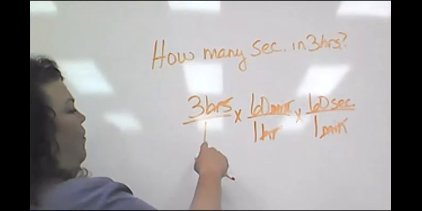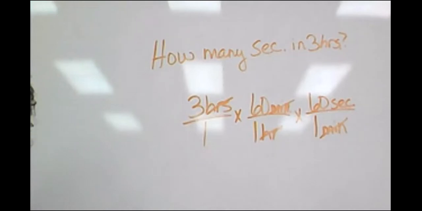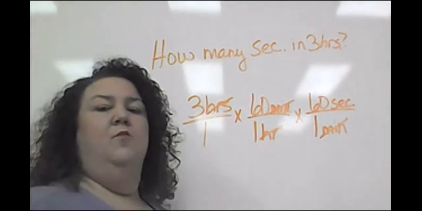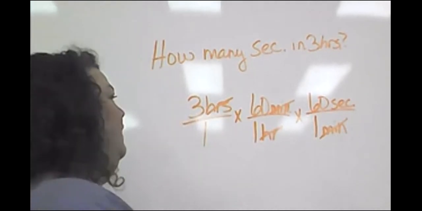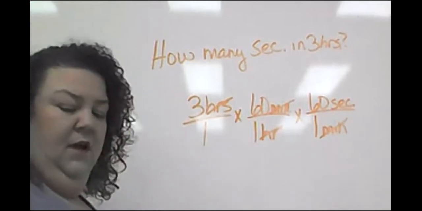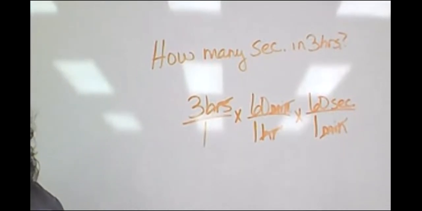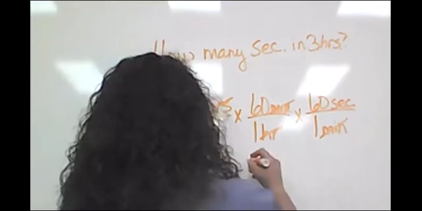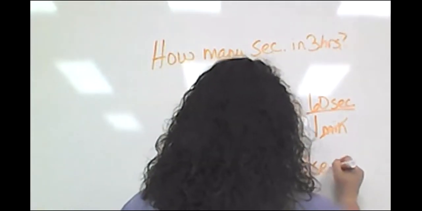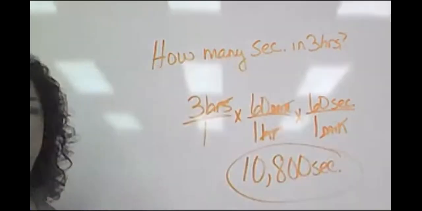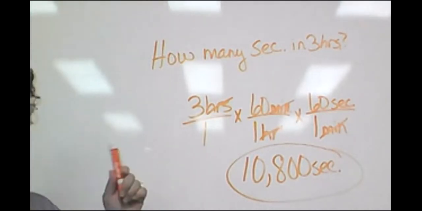So then we know already that 1 times 1 times 1 is going to equal 1. And that's my denominator, and any numerator listed over 1 as the denominator is just going to in fact be that whole number. So once again, I really only need to look at my numerators. So we've got 3 times 60 times 60. That equals 10,800 seconds that are in 3 hours.